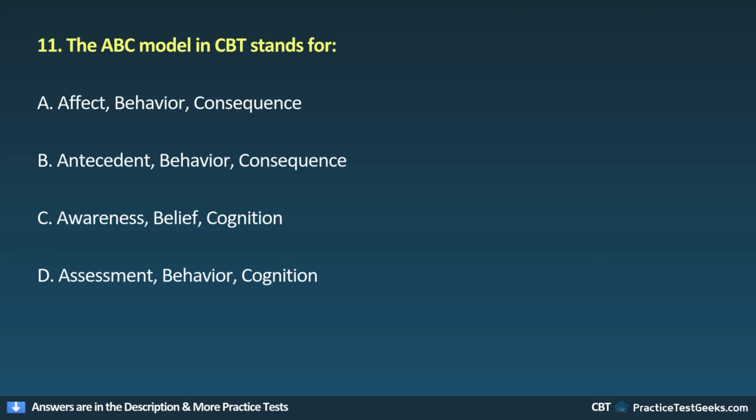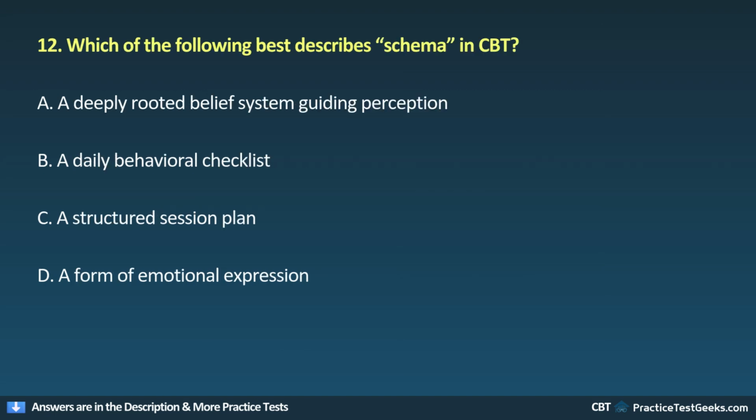11. The ABC model in CBT stands for A. Affect behavior consequence. B. Antecedent behavior consequence. C. Awareness belief cognition. D. Assessment behavior cognition.